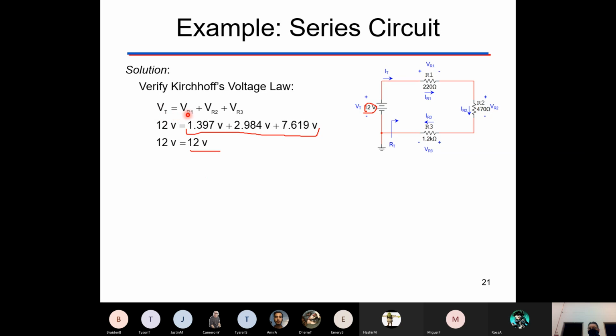VT is equal to VR1 plus VR2 plus VR3. VR1 is the voltage across this resistor, VR2 is across this resistor, and then VR3 is the voltage across this resistor. VT is your voltage total. So that's how much total voltage you started with. What they're saying is that if you're going to use 12 volts, you're going to lose 12 volts, or use 12 volts, throughout the circuit. You don't have any extra voltage at the end.